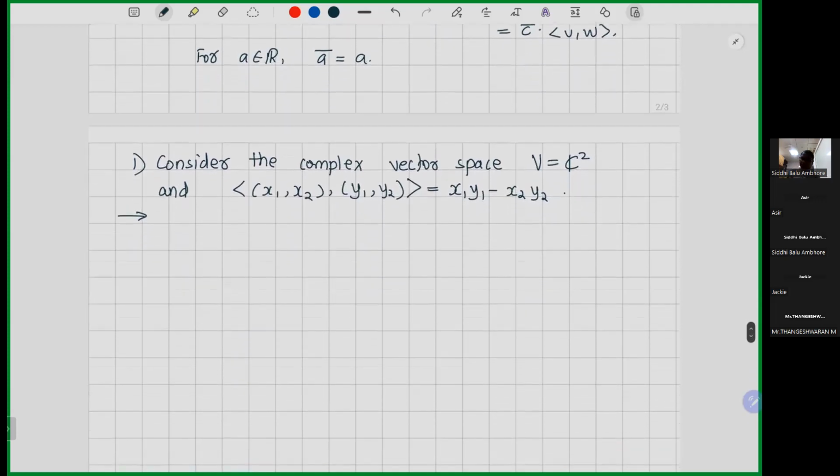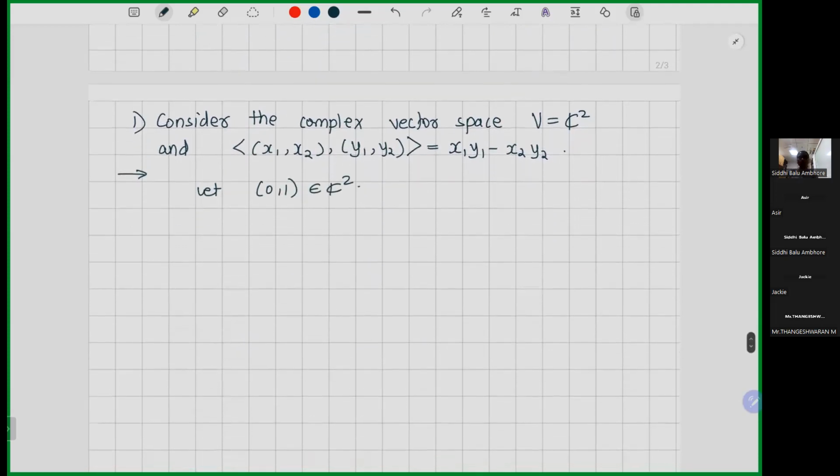Okay, so let this be (0, 1) in C^2. Then its inner product with itself will be what? 0 into 0 minus 1 into 1, which is minus 1. So which is less than 0.